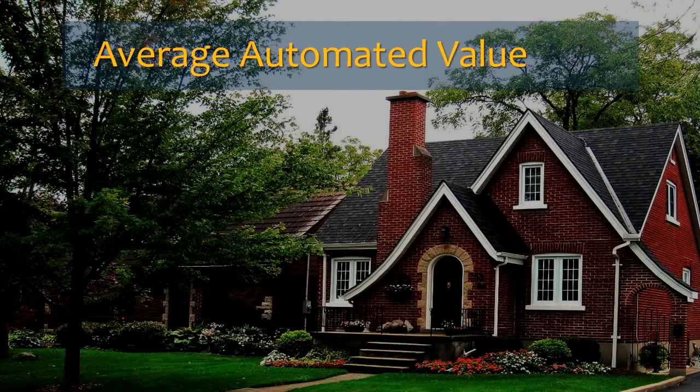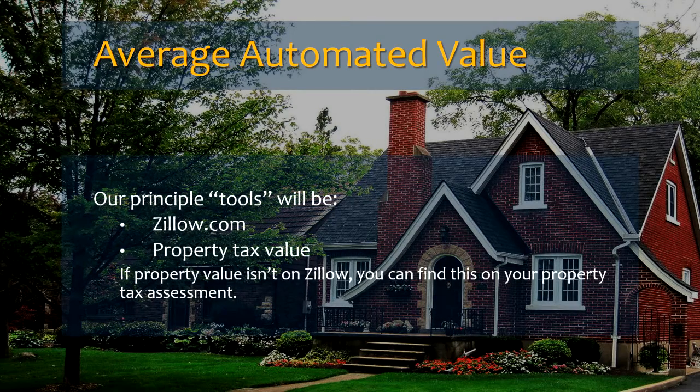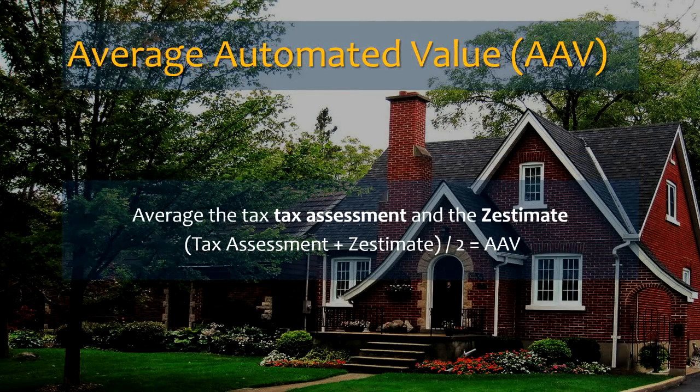We're going to calculate the average automated value. To do this, we'll use two tools, Zillow and your property tax assessment. For many, Zillow will have both numbers. For others, you may have to look through your records or call the tax assessor to find the value. The AAV is the average of your tax assessment and the Zestimate or Zillow estimate. Here's the formula.